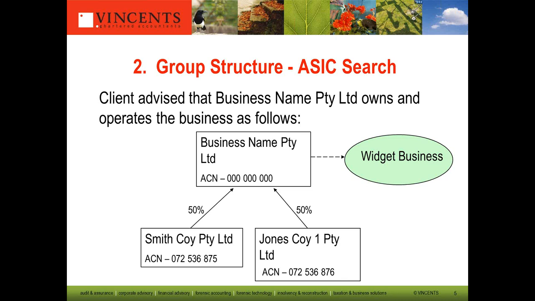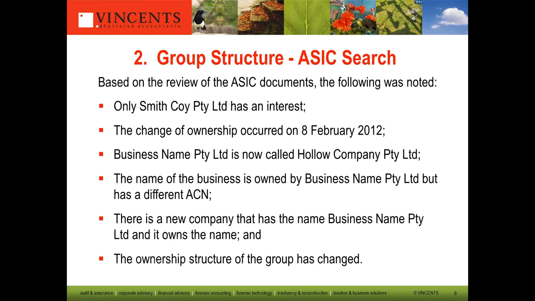We start looking at ASIC documents, and this one was interesting. We spent somewhere in the order of, I think it was $25,000, getting the company searches done, but also getting all of the supporting documents that had previously been lodged and getting certified copies of those to ensure that they were the real version. Once we started looking at these documents, we found that Smith Company was the only one that had an interest, so Jones was out. There'd been a change of ownership, I've changed the numbers here, that occurred on the 8th of February 2012. Business name is now called Hollow Company.